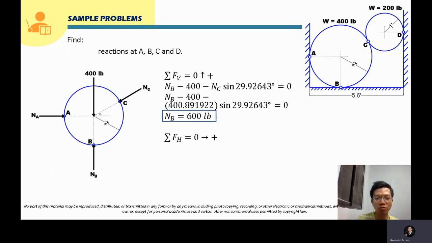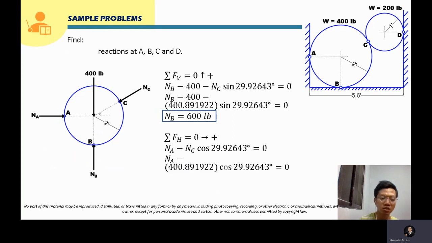Now for summation of forces horizontal, so positive for forces directed to the right. Okay, so that will just be N sub A minus N sub C cosine of 29.92643 degrees equal to 0. So we already obtained the value of N sub C, so we can directly solve for N sub A. So that will just be 400.891922 cosine of 29.92643 degrees. So your N sub A will just be 347.44 pounds. So this will now be the value of N sub A.